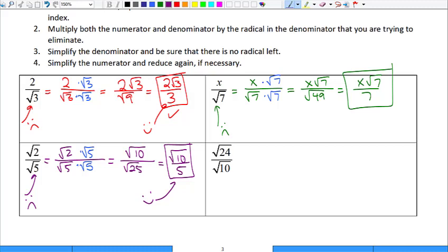And that's my final answer, root 10 over 5. Now, in case you're wondering, root 10 can be broken down to 2 and 5, but there's no pairs there, so they don't get to come out of the house. So that's as simple as you can get it.